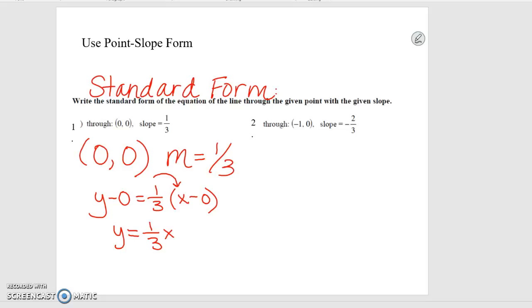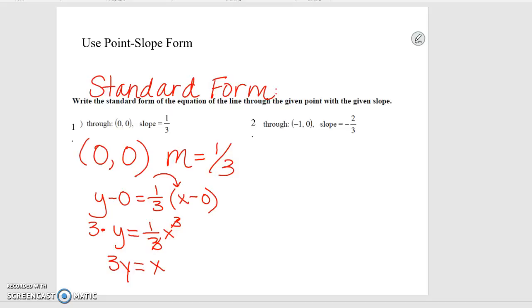Okay, you see what I've got so far? Does that make sense? Now I need to move this over here, and I need to get rid of the 1/3, or the 3. So maybe I could multiply both sides by 3. So multiply by 3, multiply by 3. So this is going to be 3y. My 3's over here cancel, and I'm left with an x.